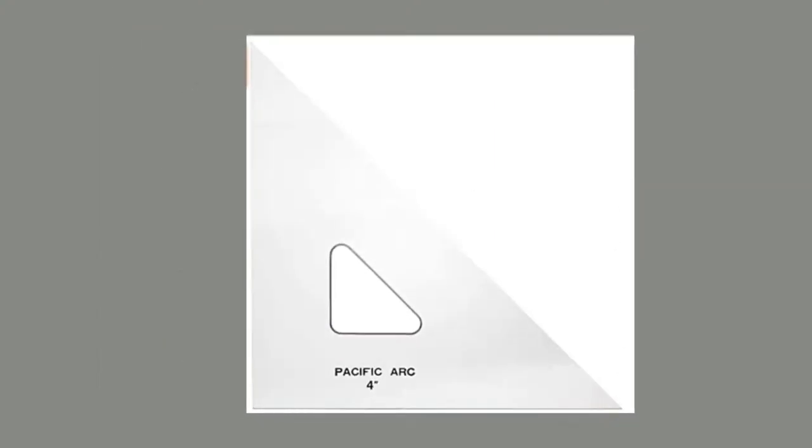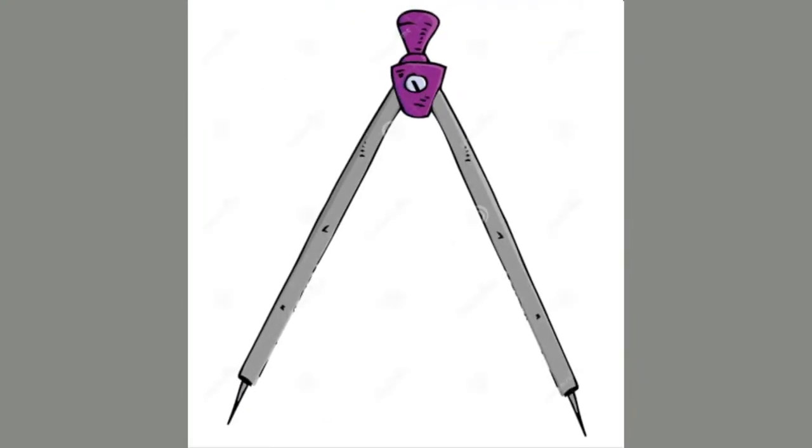Even though the 0.618 is done mathematically, we don't need mathematics to draw a golden rectangle. All we need is a 45-degree angle, or right angle, and a drawing compass. Let me show you how we can do that.